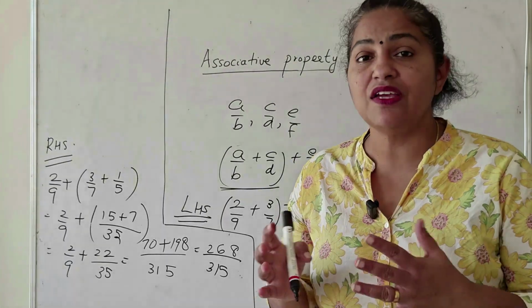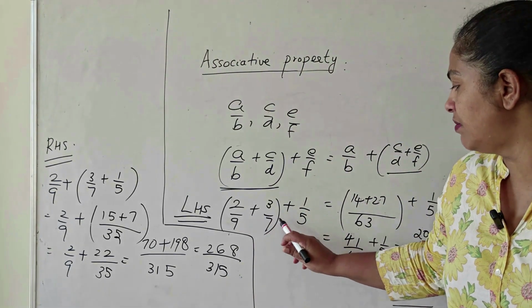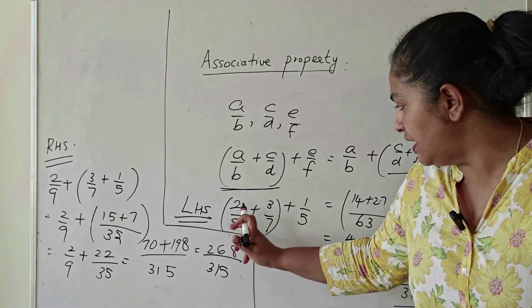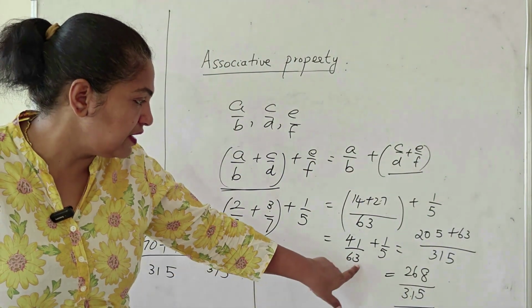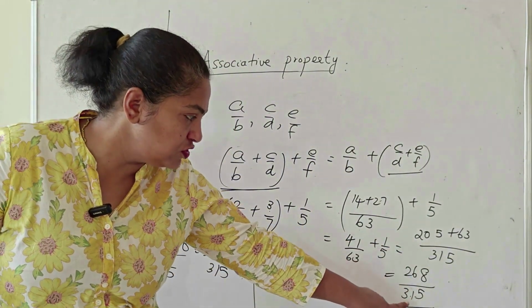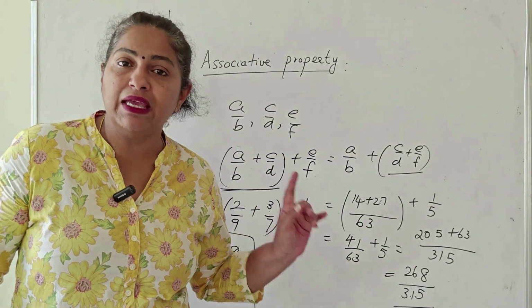I have taken three random rational numbers, 2 by 9, 3 by 7 and 1 by 5. First I have added 2 by 9 and 3 by 7, and that answer I have added to 1 by 5, thus I am getting 268 by 315. That is my LHS.